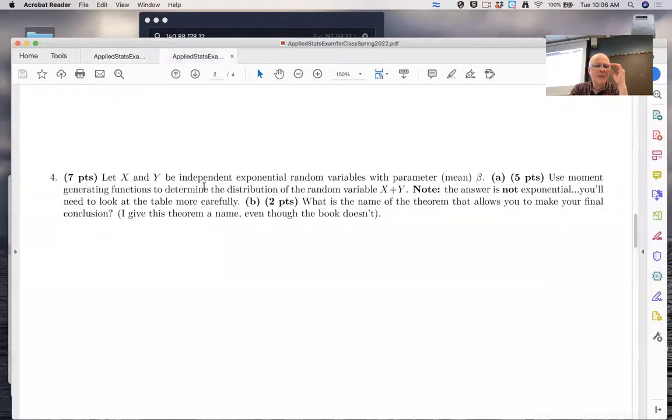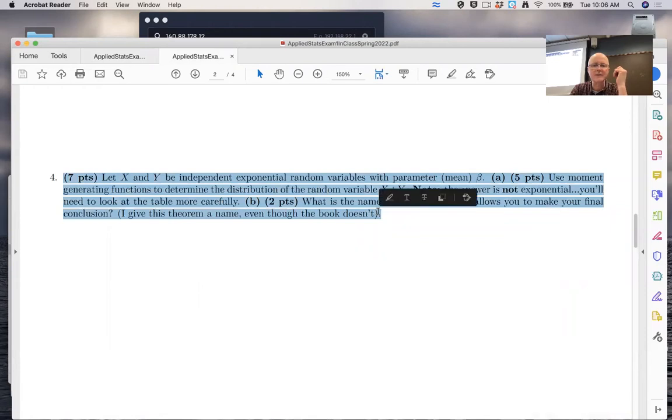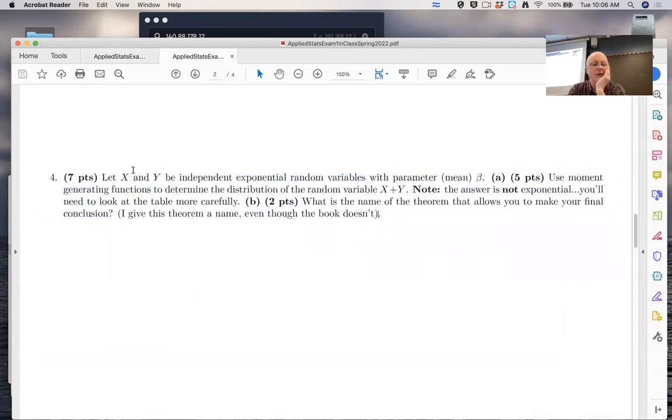But let's think about continuous convolution in the context of problem number 4 in the in-class test. So here we use the MGF technique. Let x and y be independent exponential random variables with parameter beta, which is the mean. Use moment generating functions to determine the distribution of the random variable x plus y.